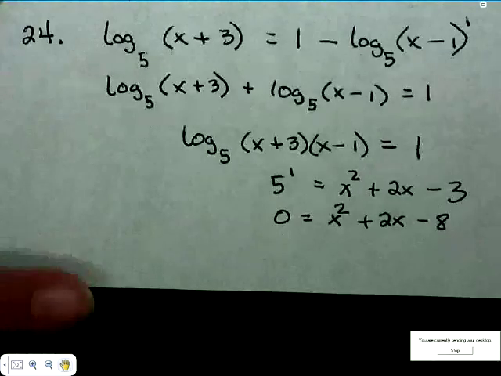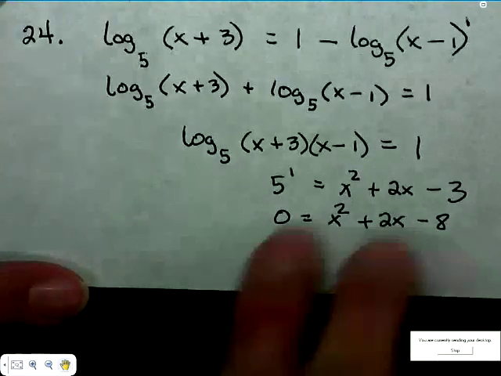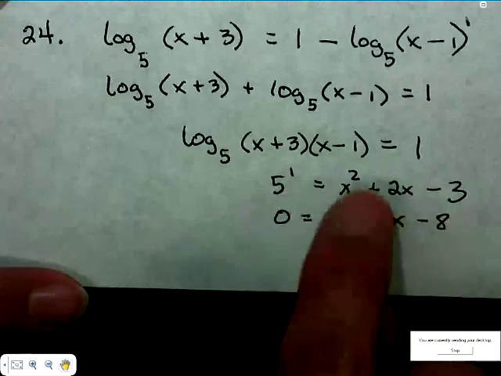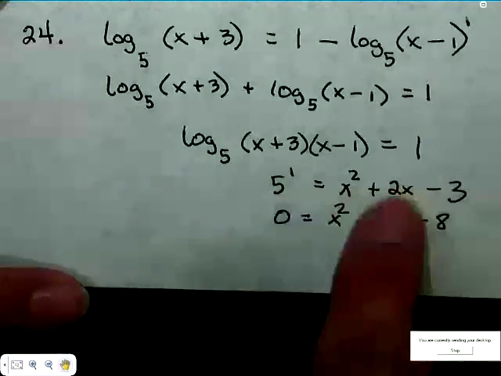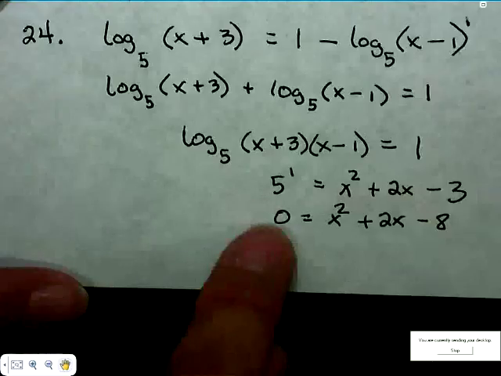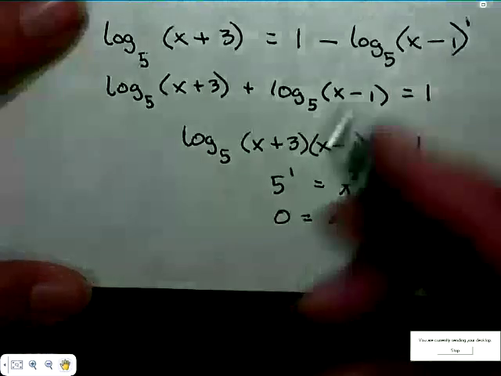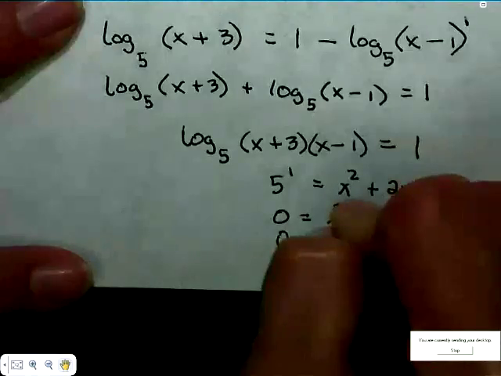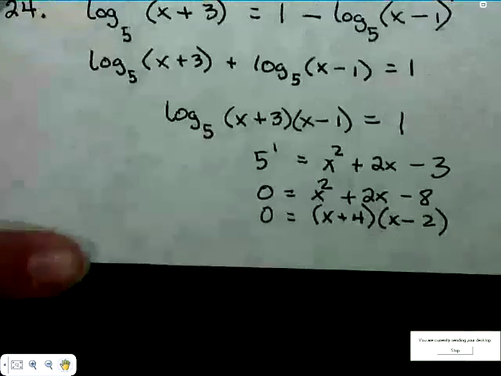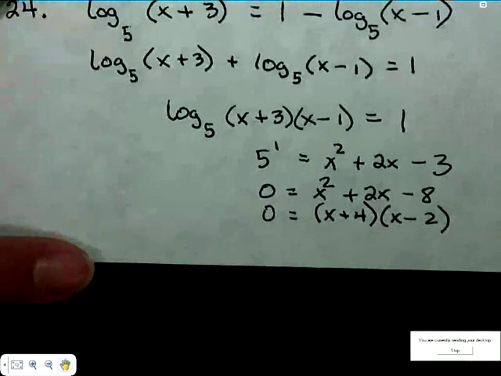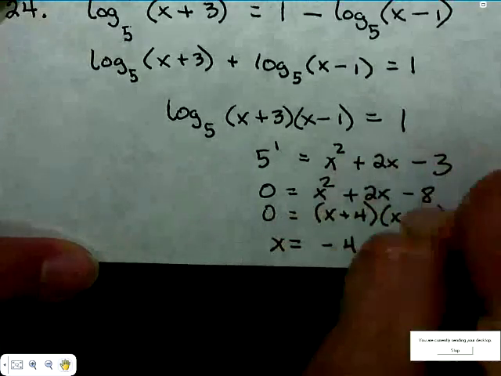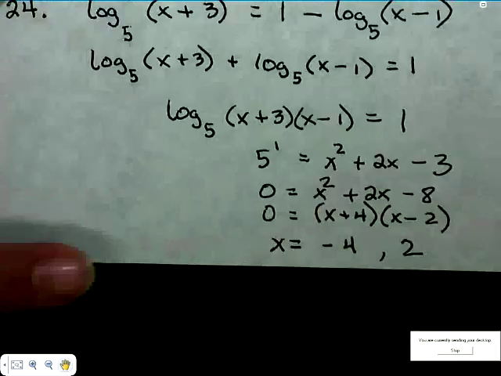Yep, factor it out. The most common mistake I can think of is folks who don't get it in standard form. They just have x plus 3 equals 5 or x minus 1 equals 5. You can't do that. You have to have your quadratic equation in standard form before you factor it. When you set each of those factors equal to 0, you get the two possible solutions, -4 and +2.